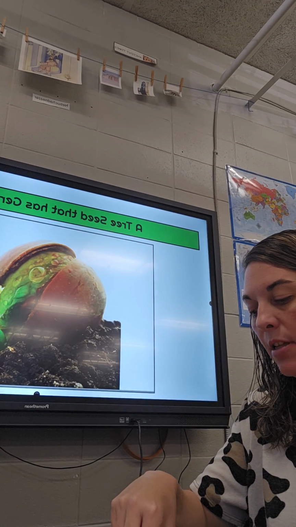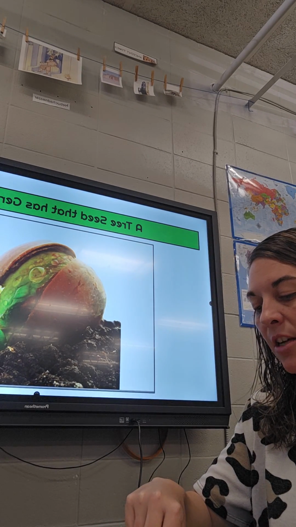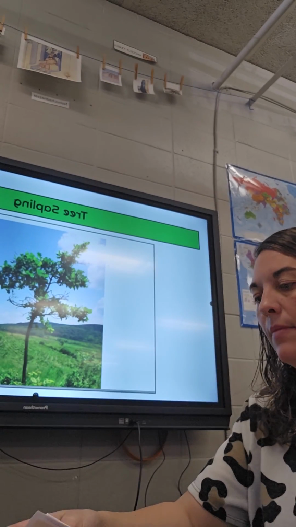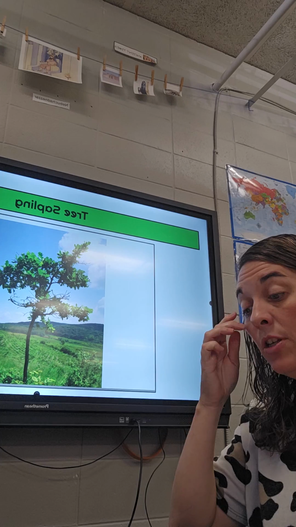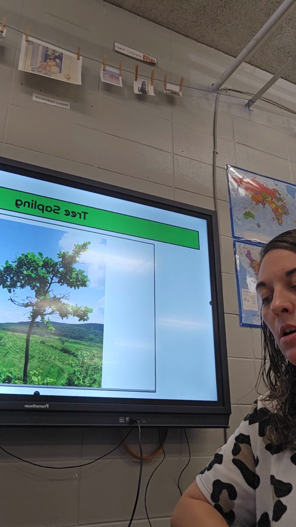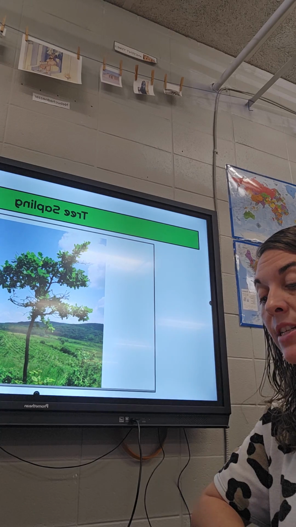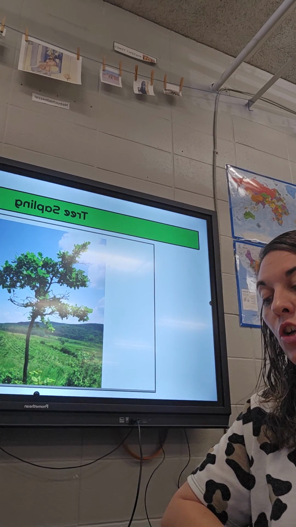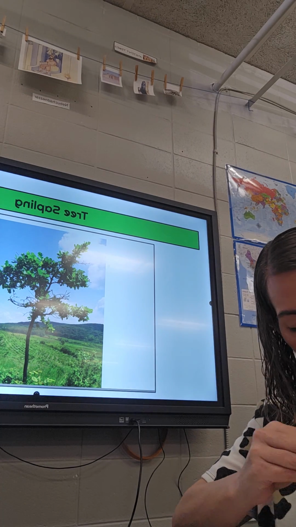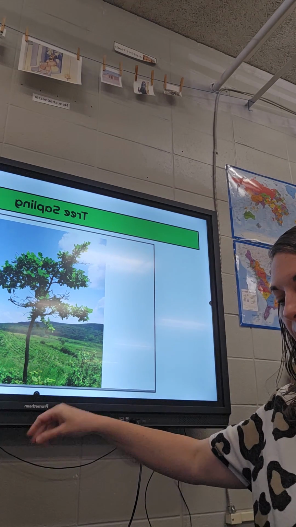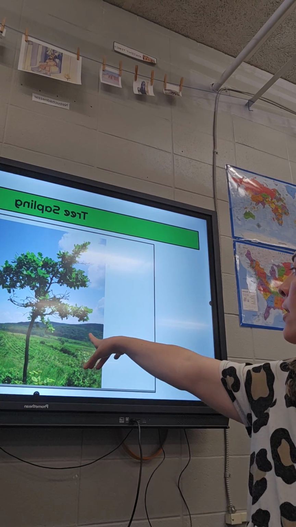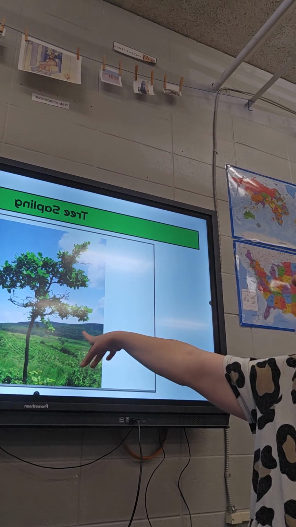Seedlings need just the right amount of water, warmth, and sunshine to grow. With the right conditions, seedlings develop into young trees with roots, a trunk, branches, and leaves. Young trees are called saplings. Can you say that? Saplings. Here's a picture right here. So this tree sapling, what is it?